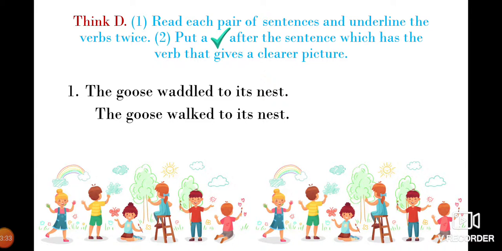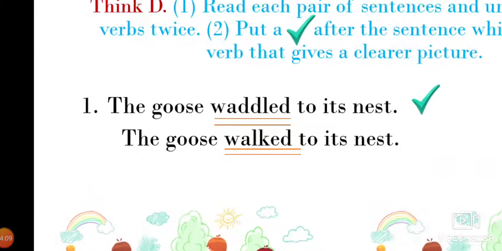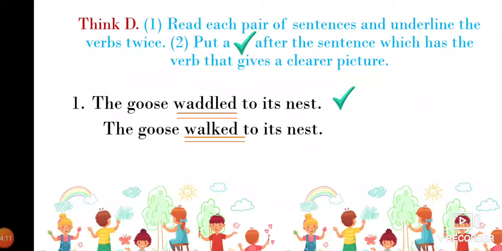Okay, we have the first one. The goose waddled to its nest, and the goose walked to its nest. First we identify the verbs: the first one is waddle, and the second one is walk. What is the clearer picture? In this case, it is the first one. Why? Because the word waddle means chapotea para su nido, camina pero chapoteando. Okay, good job. Now we continue with the next one.